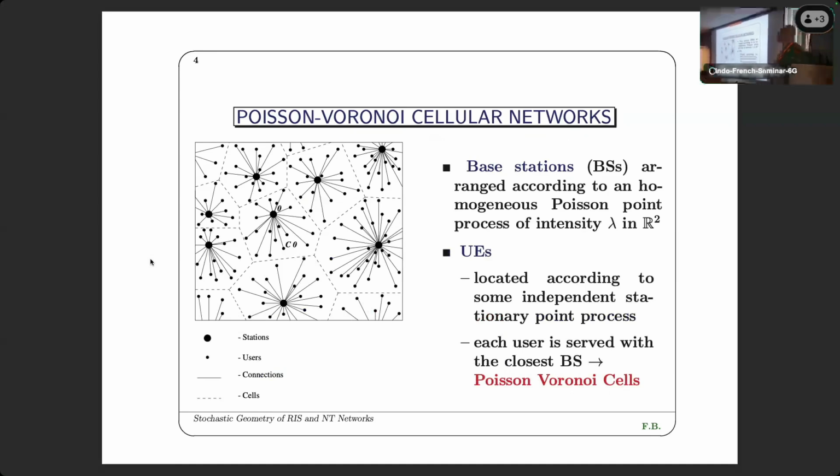The set of base stations tessellates the plane into these convex sets, which are called the Voronoi sets. They are convex because they are intersections of half spaces: I'm closer to this point than to any other point defines this type of set. UEs are located according to some independent stationary point process, which doesn't matter, and each UE is served by the closest base station, which creates the Poisson-Voronoi tessellation. There is no information theory yet.